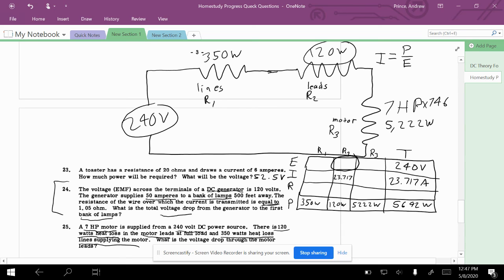So now we have the wattage and the current, and we're looking for a voltage drop. So again, it's going to be a similar formula, but instead it's E equals P over I. So let's go ahead and plug those in. We have 120 watts divided by 23.717. That's going to give us our voltage drop there. And that gives you 5.060 volts. So the voltage drop across the leads only is 5.060 volts.